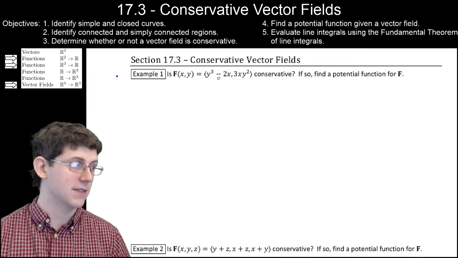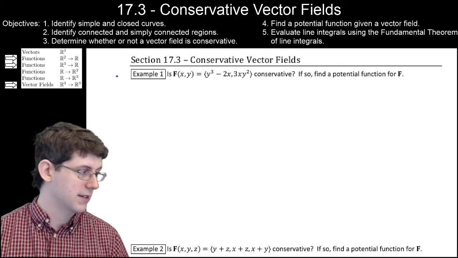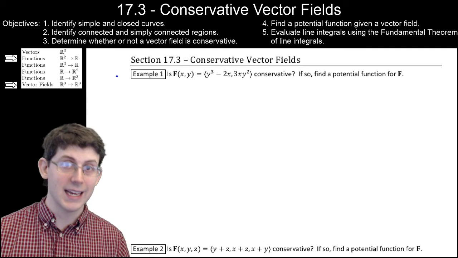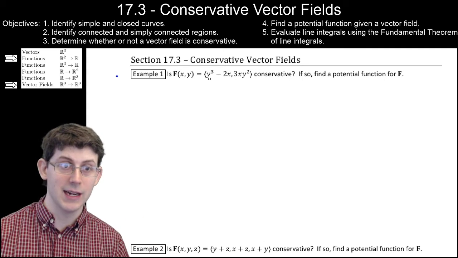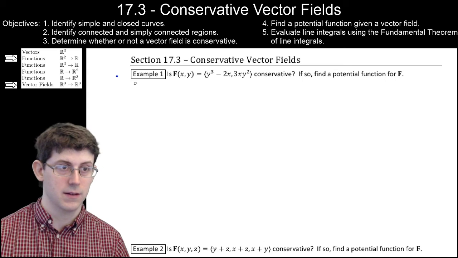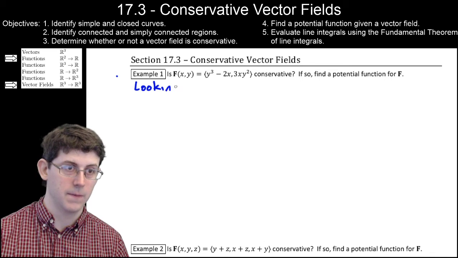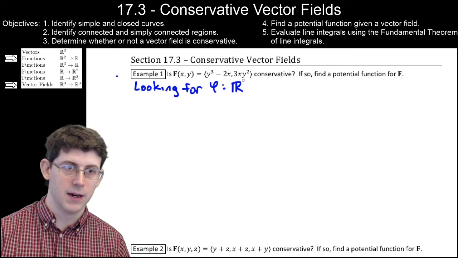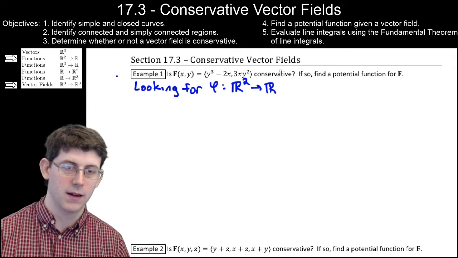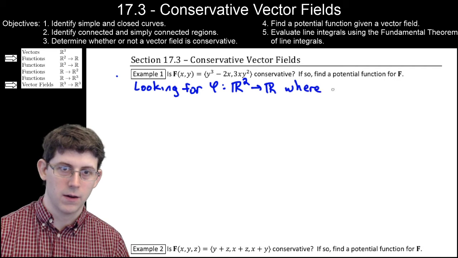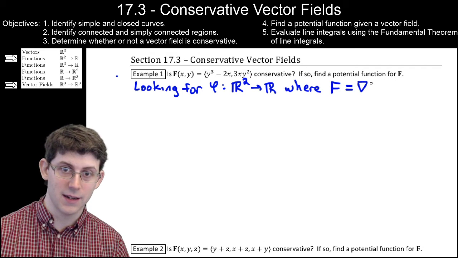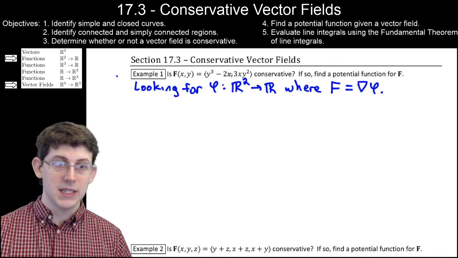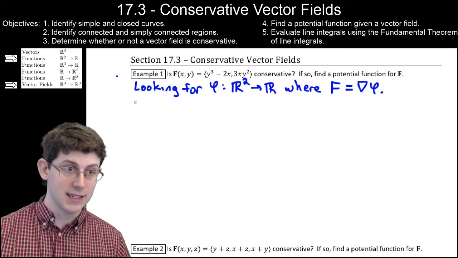Here's a vector field. It's a vector field in 2 dimensions. So the question of whether this vector field is conservative is the question of whether I can find a function where this is the gradient of the function. So we're looking for a function phi from R2 to R, where my vector field is the gradient of this phi. That's what this question is asking about. To tell if something is conservative, we just use the test.